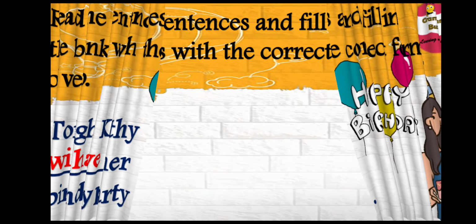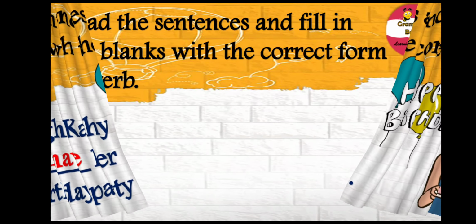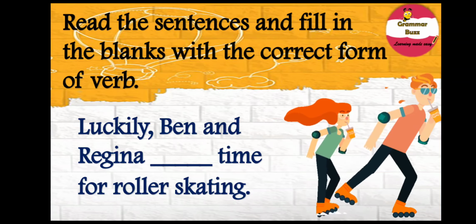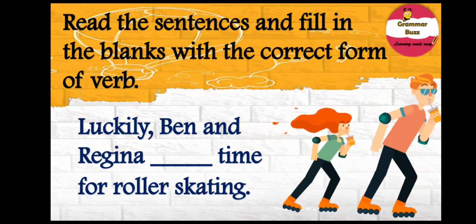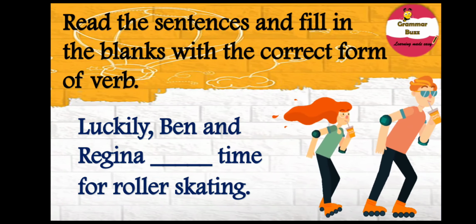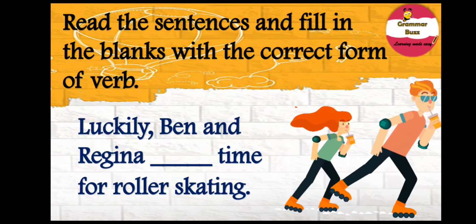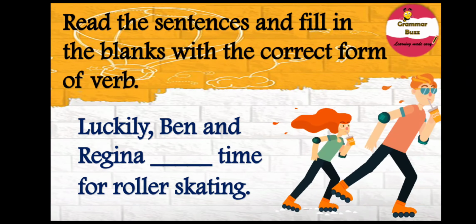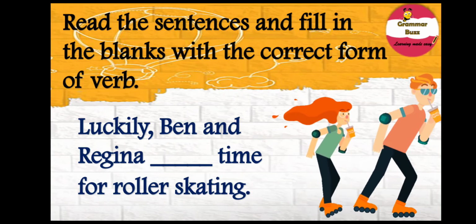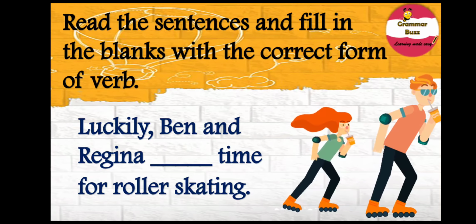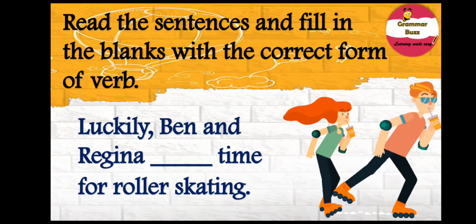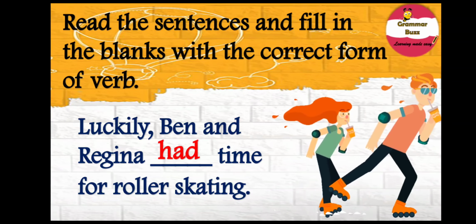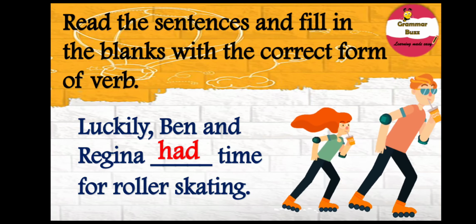Let's give you another sentence. Let's see if you can solve it for me. And your sentence is, luckily Ben and Regina, time for roller skating. Which is the have verb that you would use in this sentence? Can you do it for me? I think you can, and good job, you have chosen the correct one. It is had. Luckily Ben and Regina had time for roller skating.